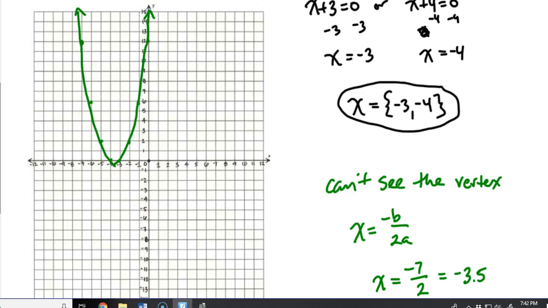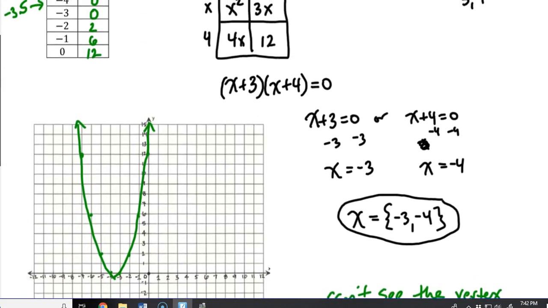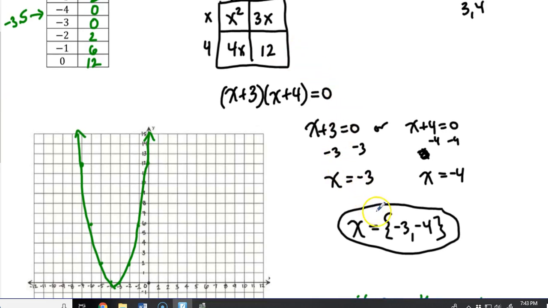All right, now for the moment of truth. Does everything check? Well, we have x-intercepts at negative 4 and negative 3. We have the solutions at negative 3 and negative 4. And then we have the zeros shown by the table at negative 4 and negative 3.